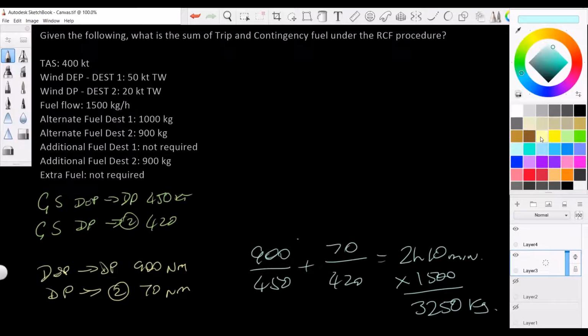Okay, so let's draw out the total fuel for calculation 2. So destination 2, we've got trip, contingency, alternate, final reserve fuel, additional, no extra, we've already said. Okay, so trip is going to be 3,250 kilograms, 50 kilograms.